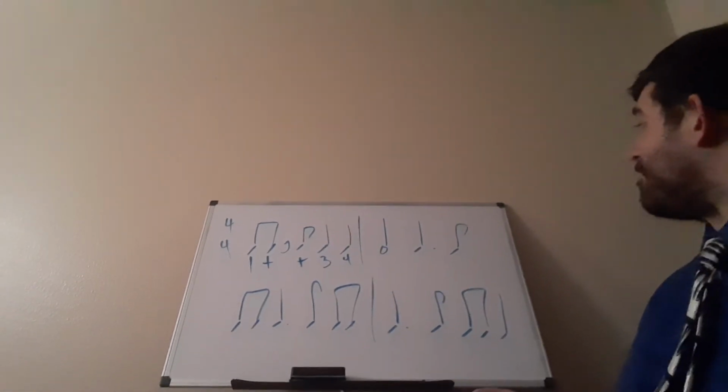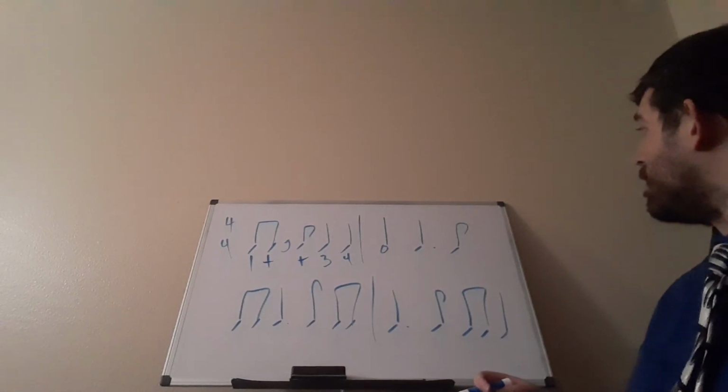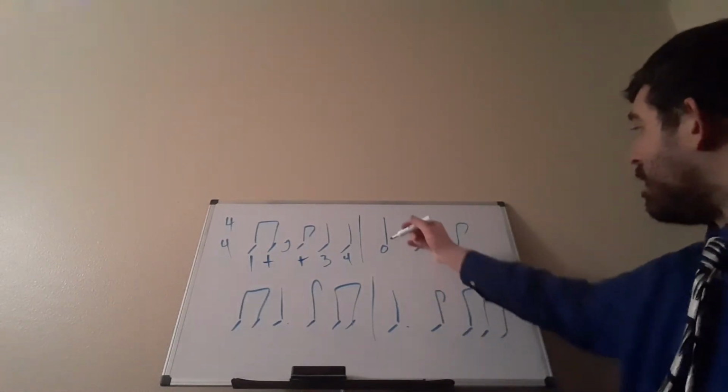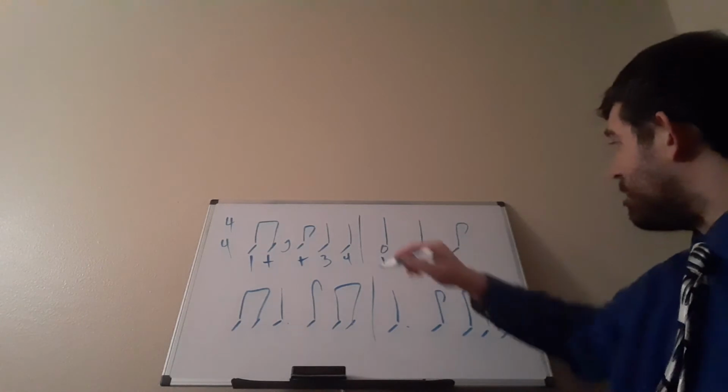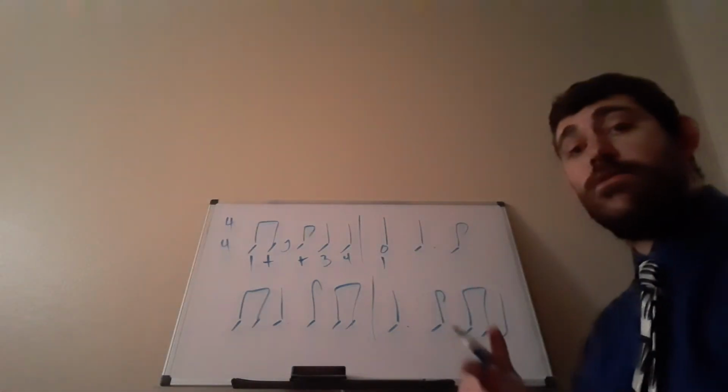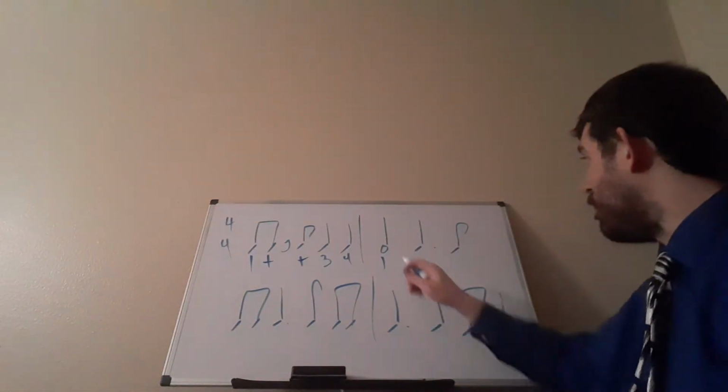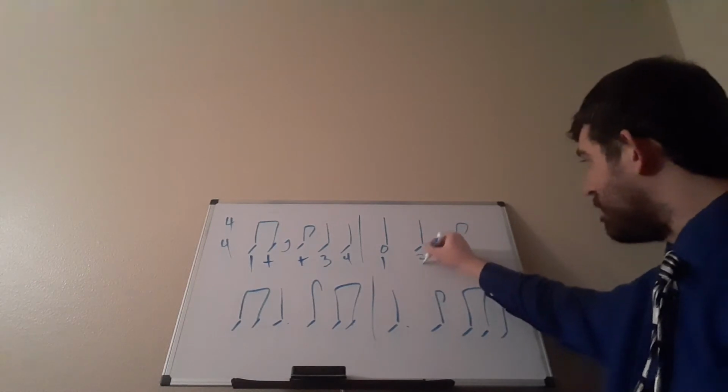Measure 2 has a half note, dotted quarter note, and an 8th note. All notes at the beginning of the measure begin on beat 1. Remember, half notes, 2 whole beats. So, we move over here. This is on beat 3.